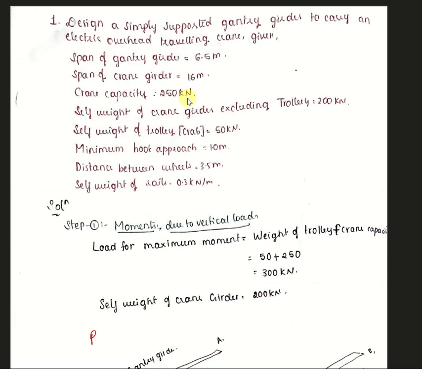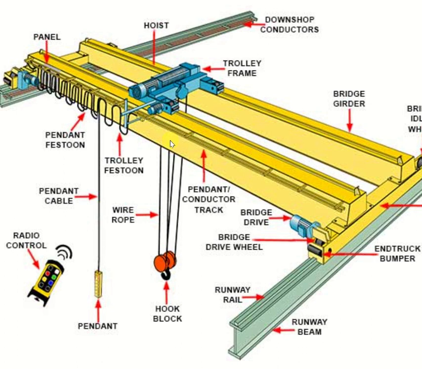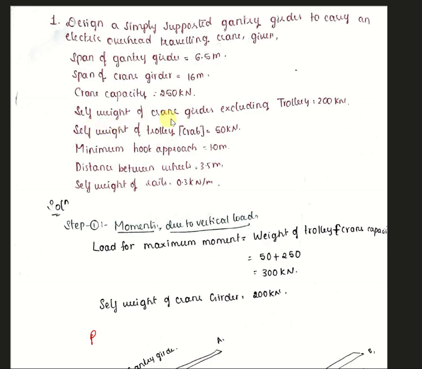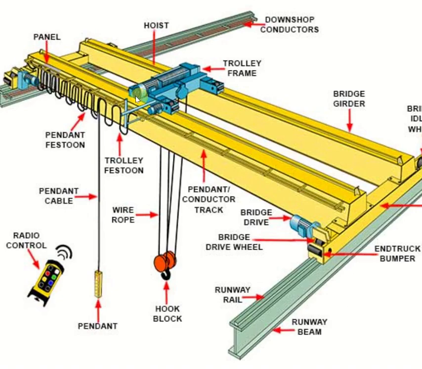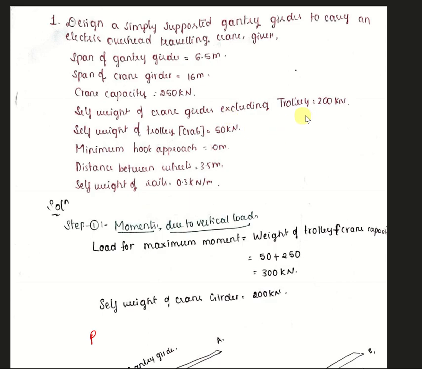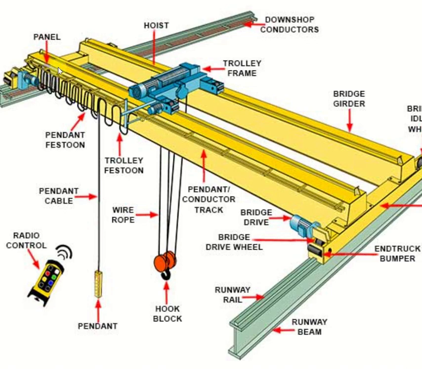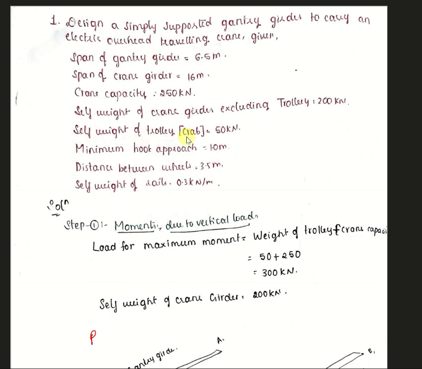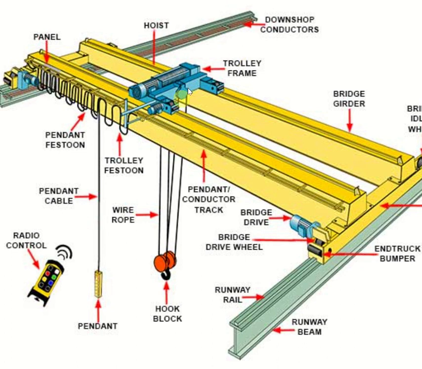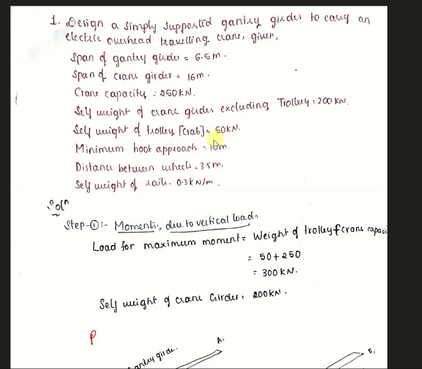Crane capacity is 250 kilometer. That means this crane girder can carry 250 kilometer of load. Here self weight of the crane girder excluding trolley is 200 kilometer. So only crane girder except this trolley it is having only 200 kilometer. Of course this is UDL completely, but overall together it is 200 kilometer. Self weight of the trolley, we can also call it as a crab. So this is a trolley and its own self weight is 50 kilometer.